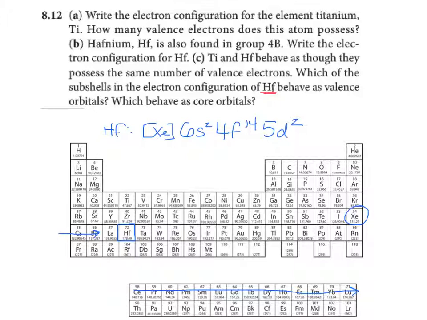Okay, so first of all, any questions about why that is the electron configuration for hafnium? Any questions about where any of those numbers are coming from? Okay, so as long as we're comfortable with all those numbers, let's talk about the distinction between a valence electron and a core electron. So what is a valence electron? What does that mean?